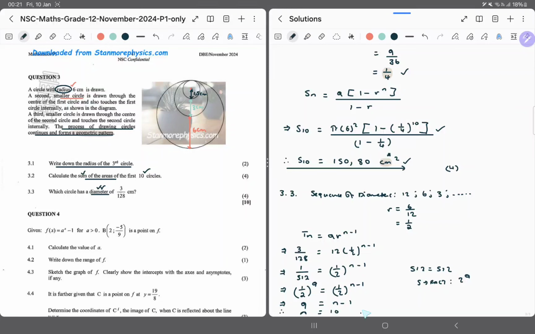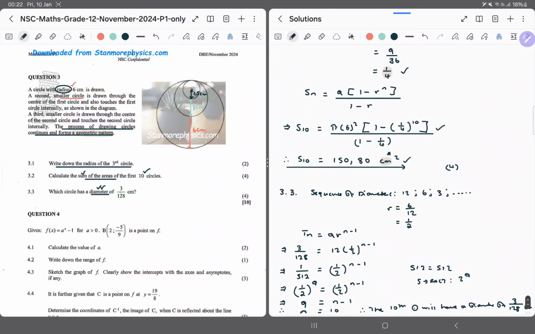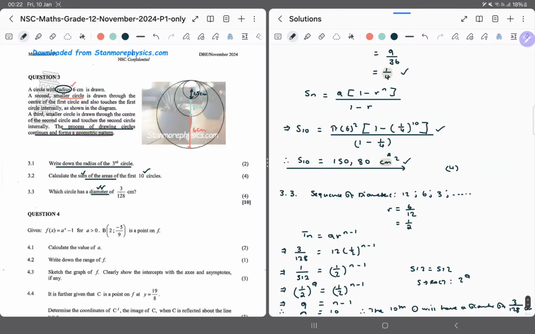So we can say, therefore, the 10th circle will have a diameter of 3 over 128 centimeters. Nice and easy. Okay guys, I was just pressed for space here, but I'm trying to not go beyond the space that I have. I don't know why I pushed myself so hard.